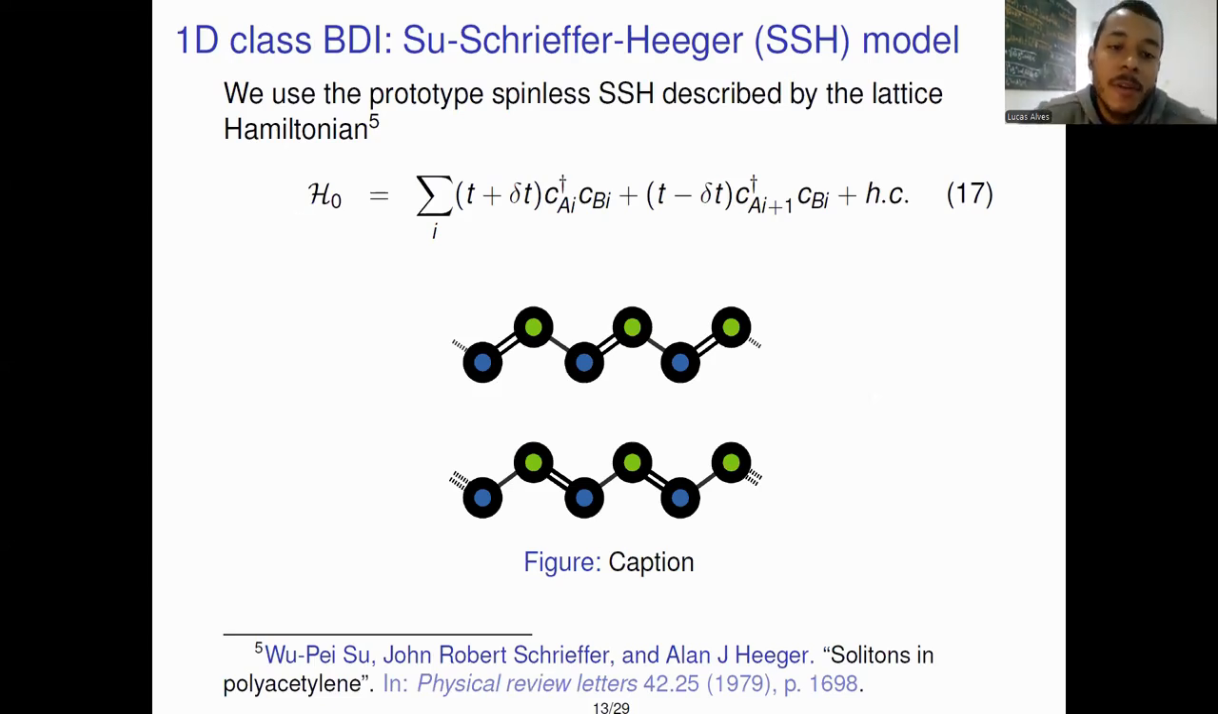We also performed some numerical calculations to apply it on some 1 and 2-dimensional systems. The first model we studied was the 1-dimensional SSH that we can use to describe systems like polyacetylene. The Hamiltonian of the SSH can be expressed in equation 17, where we have alternating hoppings T plus delta T and T minus delta T, where delta T negative corresponds to the topological phase, and delta T positive corresponds to the trivial phase.